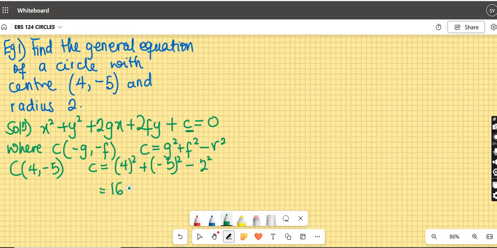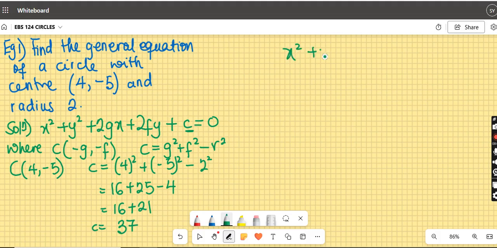So let's compute this. We are going to have 16 plus 25 minus 4. 25 minus 4 will give us 21. 16 plus 21 will be 37. And that is our small c. So let's try and find the equation of the circle.